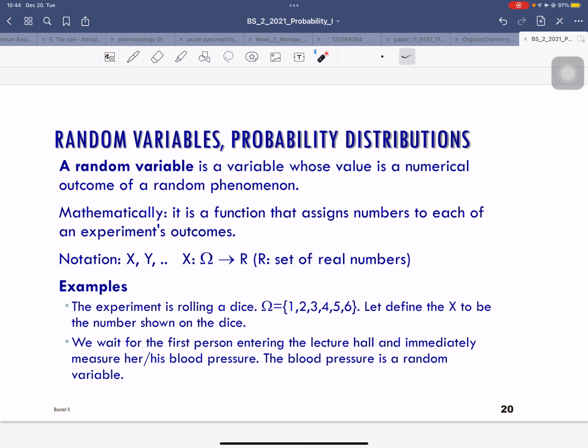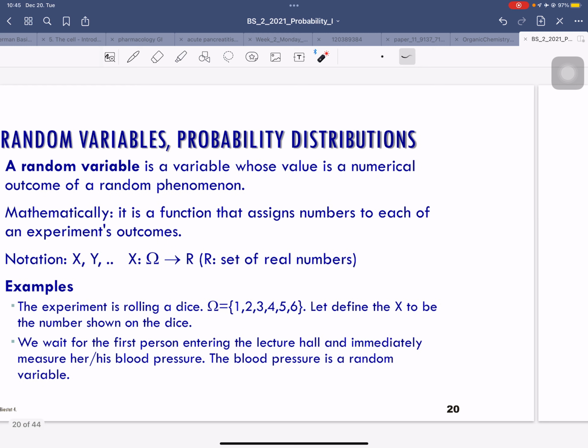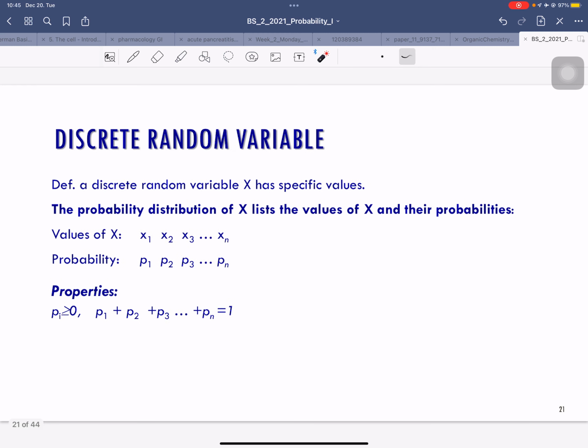The experiment of rolling a die. In rolling a die, we have the numbers 1 to 6, okay? And now we have X, the number shown on the die. Or we wait for the first person entering the lecture hall and immediately measure her blood pressure. The blood pressure is a random variable for each of them. Now I give another example: a discrete random variable.